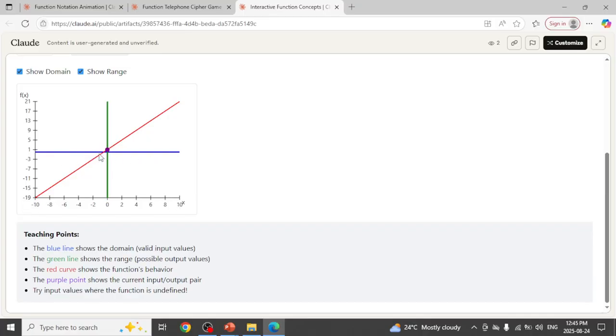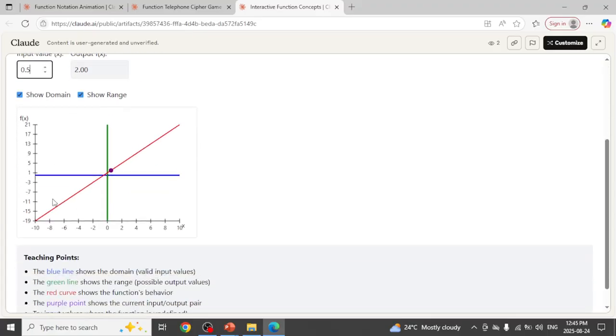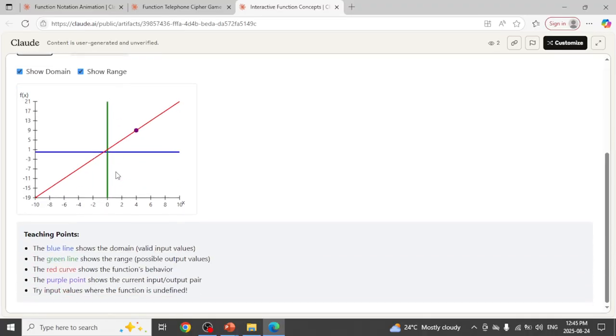Here, this is the Cartesian plane. The blue line gives you the input. The red line here is the function, and the purple dot is a value. So for example, I go from here, I give it 1, using the linear function, it goes up the same way. So now my domain is all real values and my range is all real values.